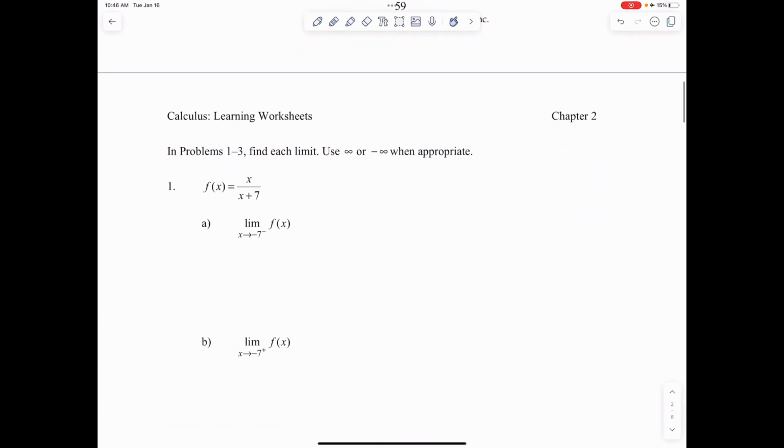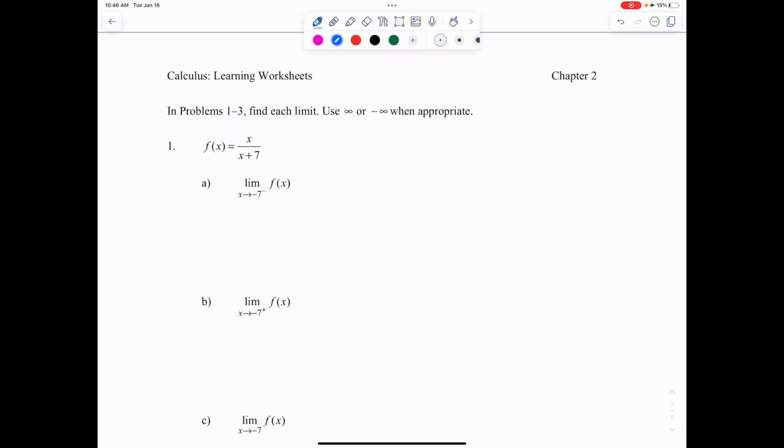So let's take a look at some examples. That way we can really hone in on what these properties actually mean. So problems 1 through 3, find each limit, use infinity or negative infinity whenever appropriate. f of x equals x over x plus 7.